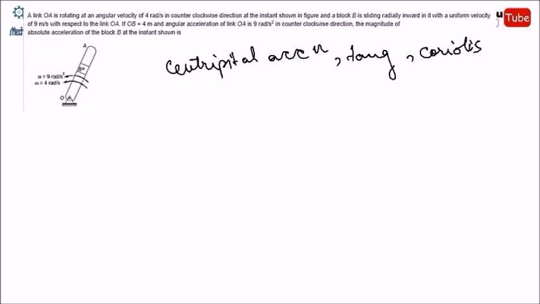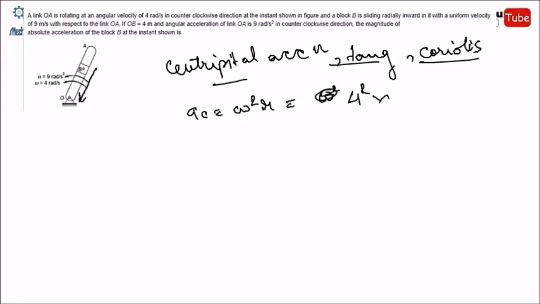A body sliding on another body that is already rotating will have three components of acceleration. The centripetal acceleration AC is omega square R, directed towards the center because it is a centripetal acceleration. Omega is given as 4 radians per second, so omega square is 4 square, and r has been given as 4. So this becomes 64 meters per second square.